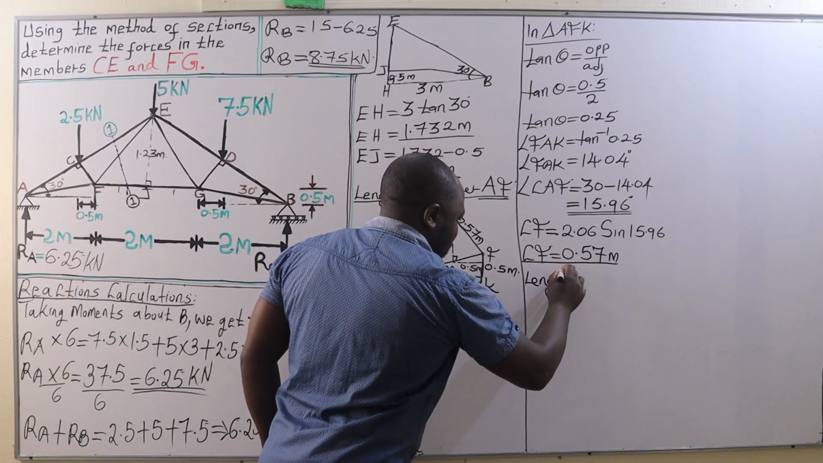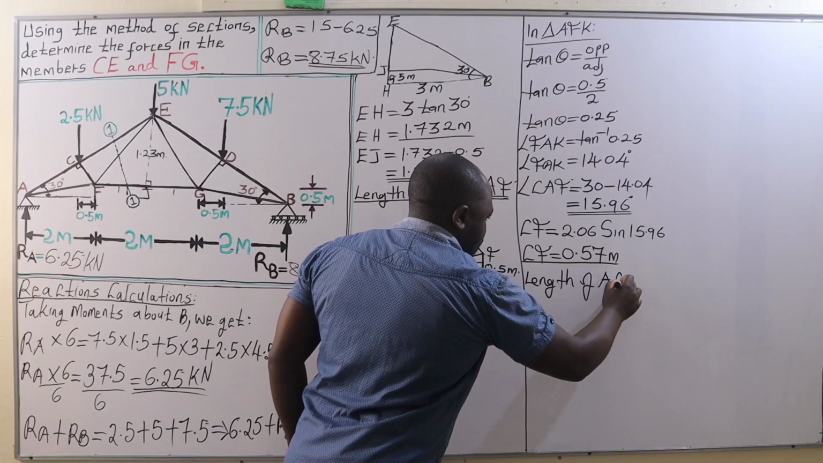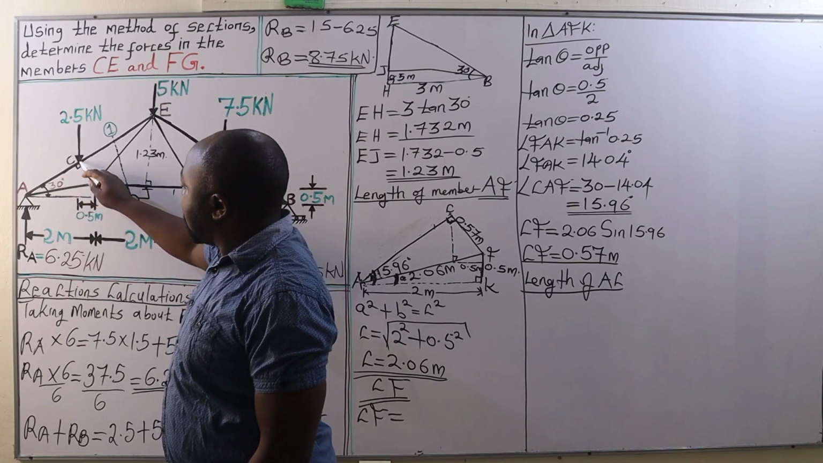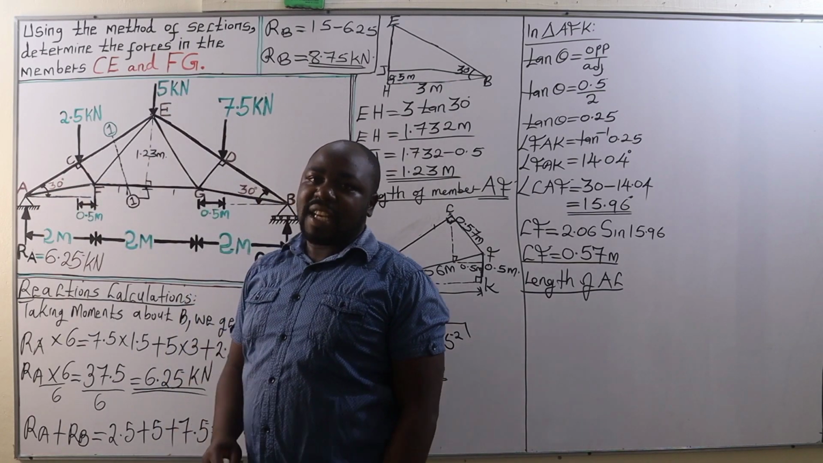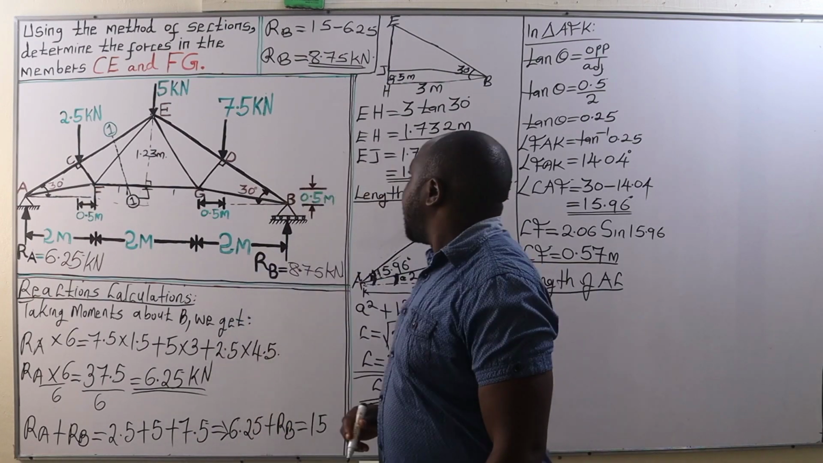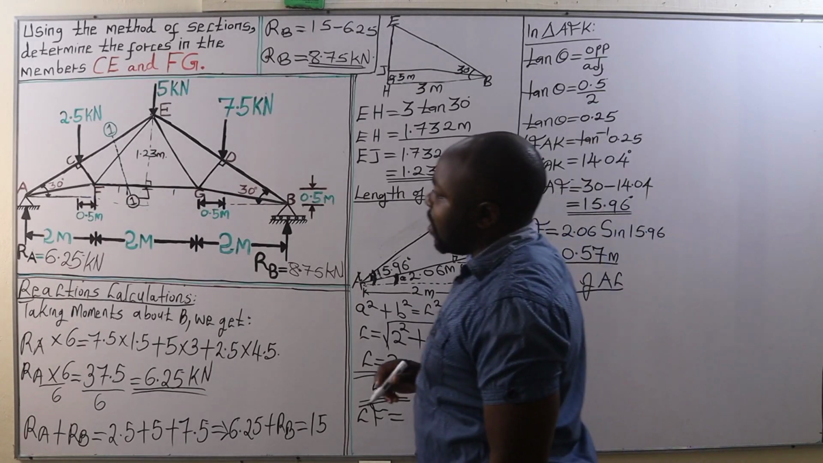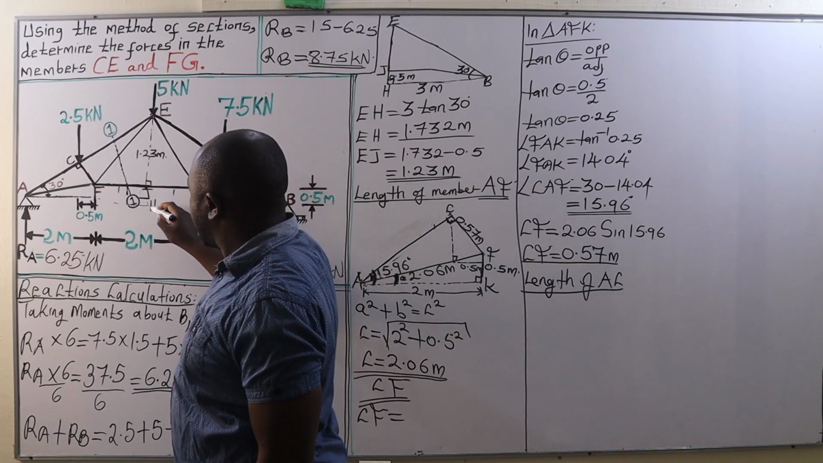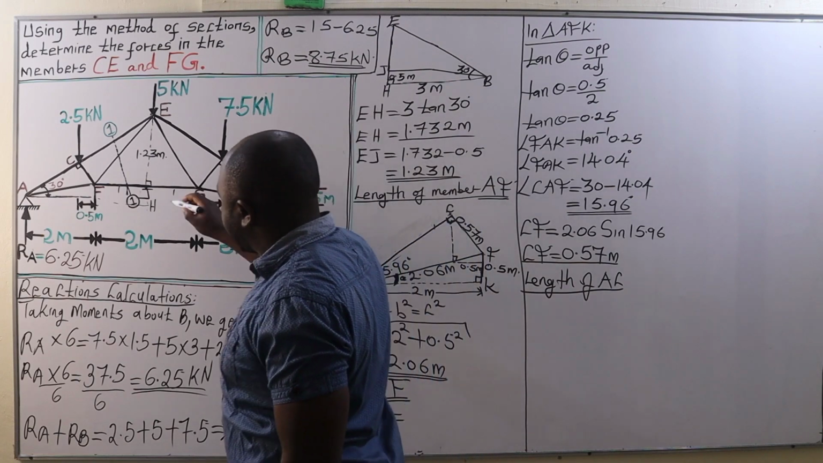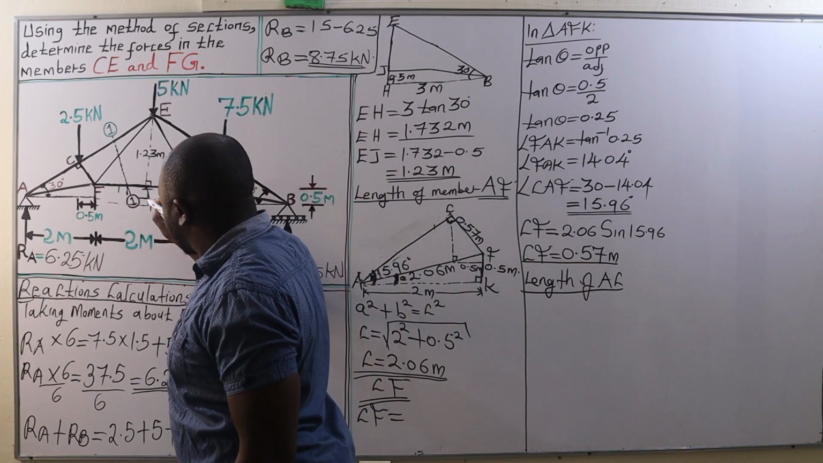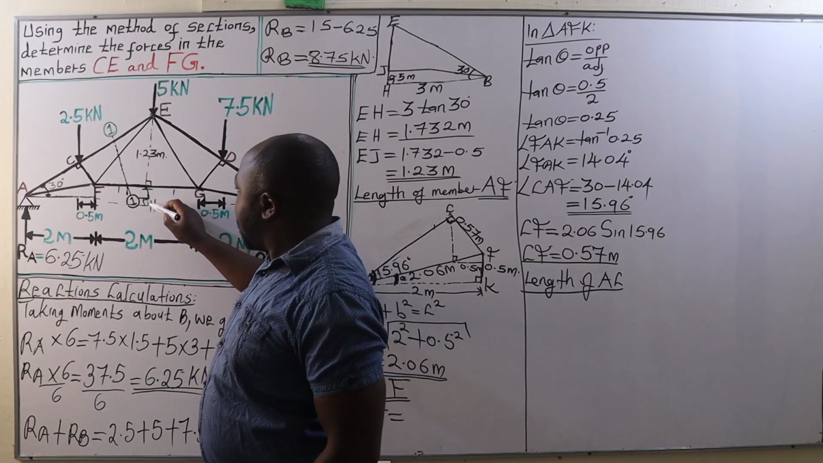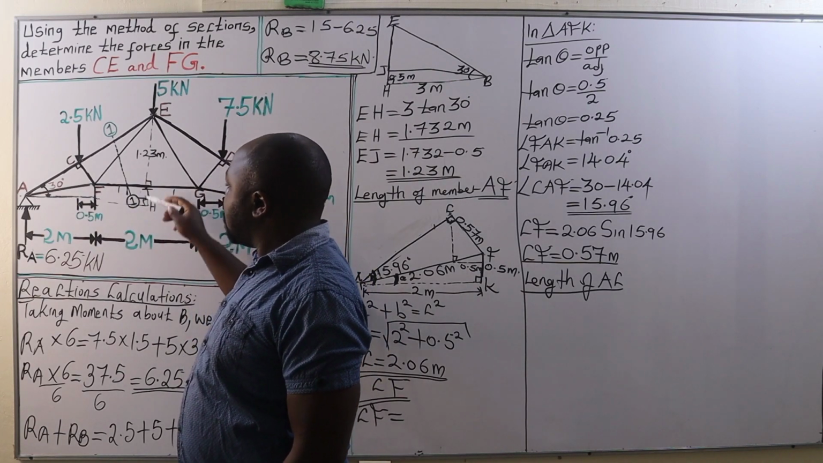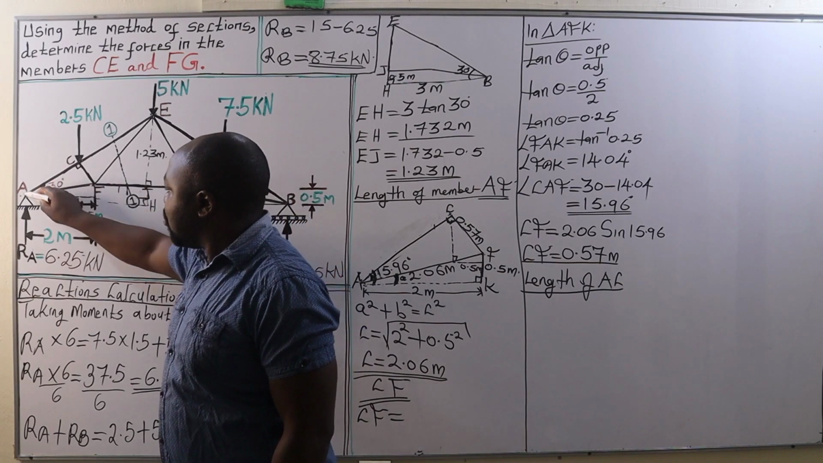Therefore, the length of the member AC. In this case, AC is equivalent to CE. Those two lengths are equal. For us to get the length of member AC, we are going to use this triangle A, E, H, which is a right angle triangle. We want the length of AE, and we have AH, which is 3 meters. That is 1 plus 2 meters.